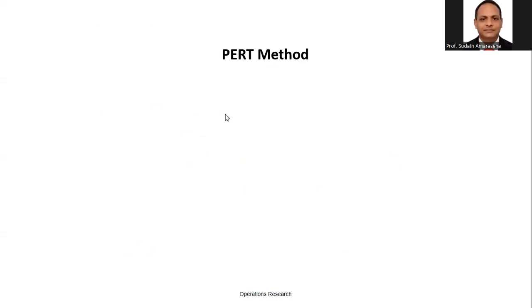Now today I'm going to explain the PERT method. PERT means project evaluation and review technique. Project evaluation and review technique. You know that we are living in a dynamic environment. Environment conditions change over time.